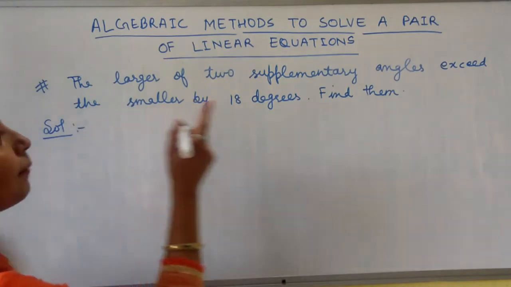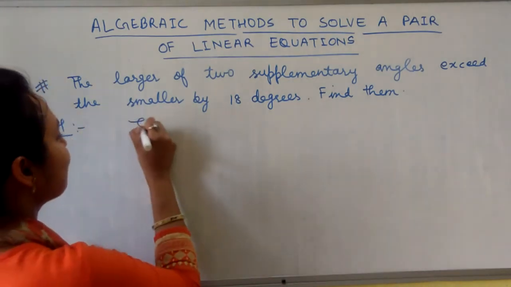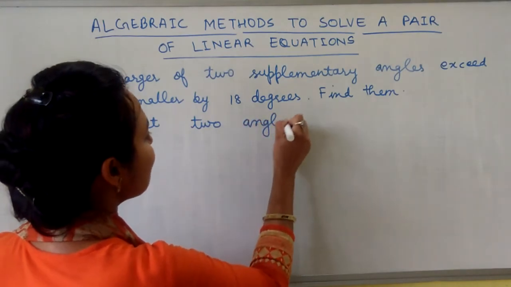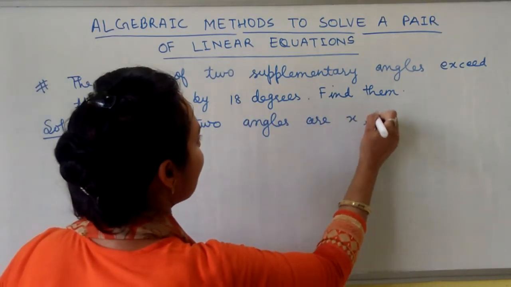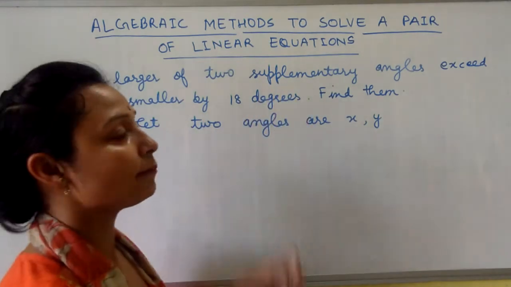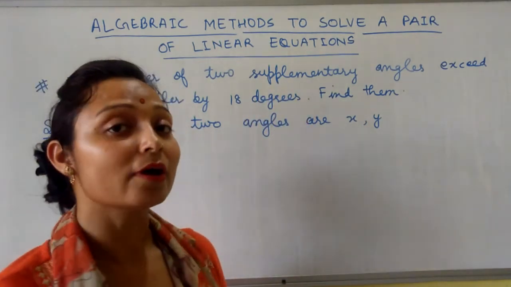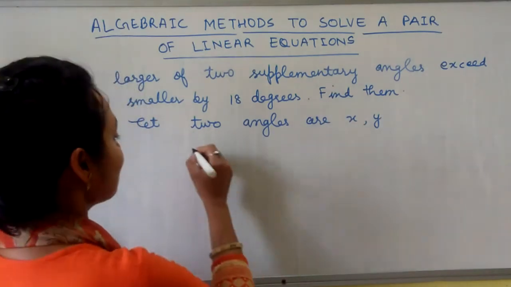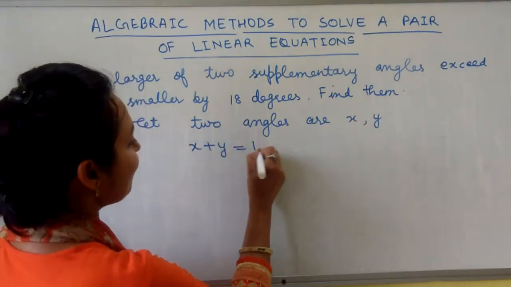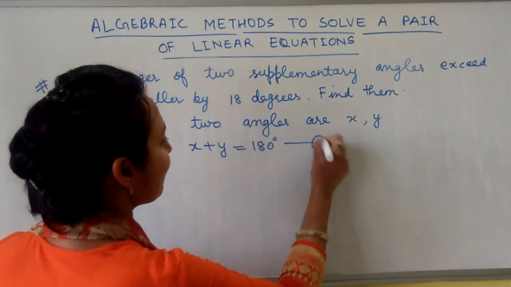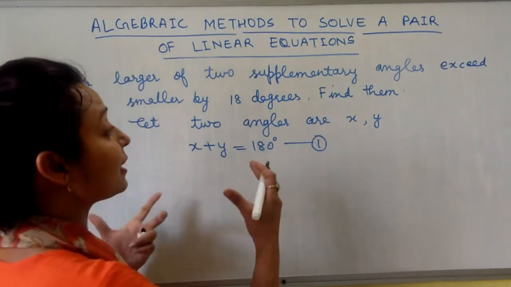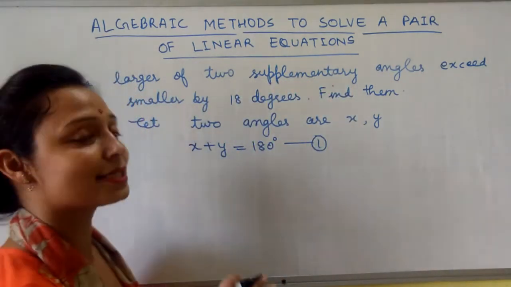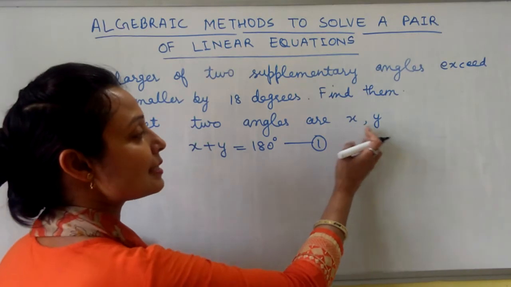The question is about supplementary angles. So let the two angles be x and y. The sum of two supplementary angles is always equal to 180. So x + y = 180. This is equation number 1. Now the second equation says the larger of the two angles. So we have to suppose one larger and one smaller.